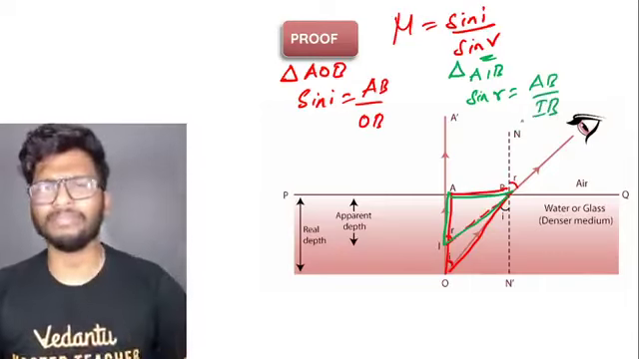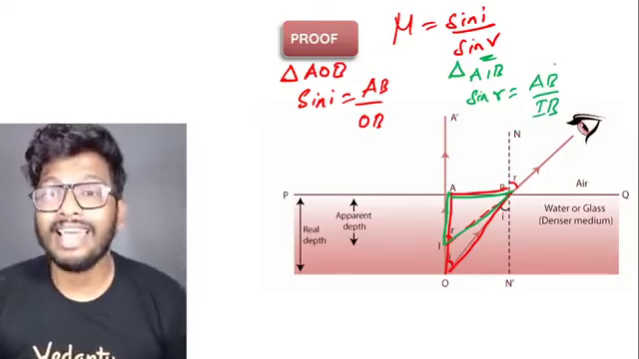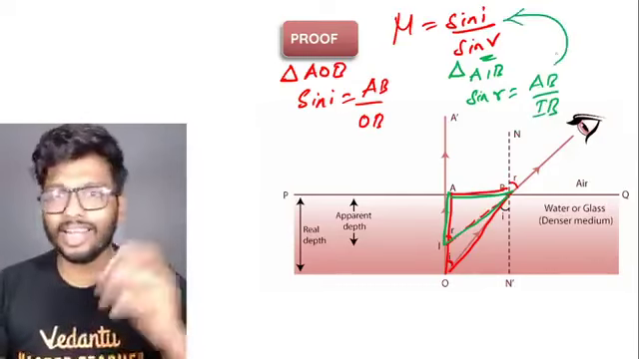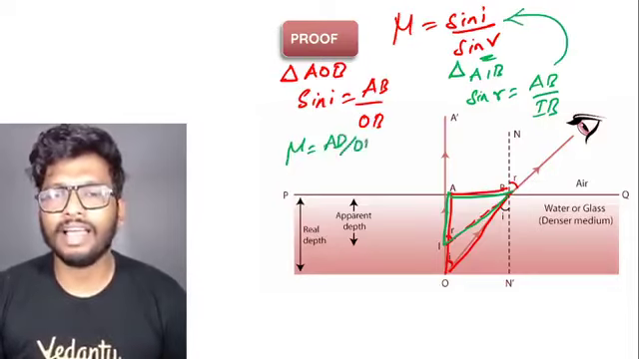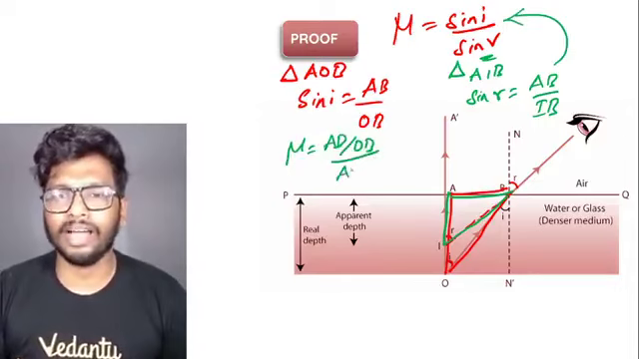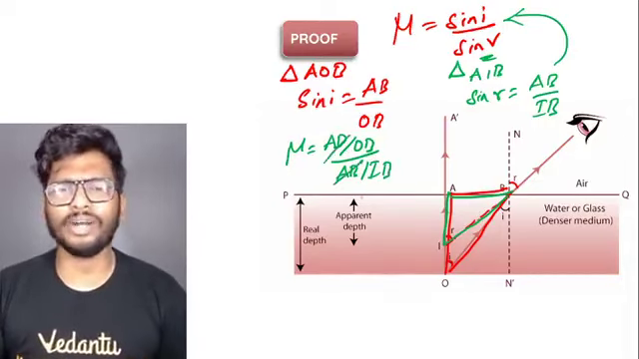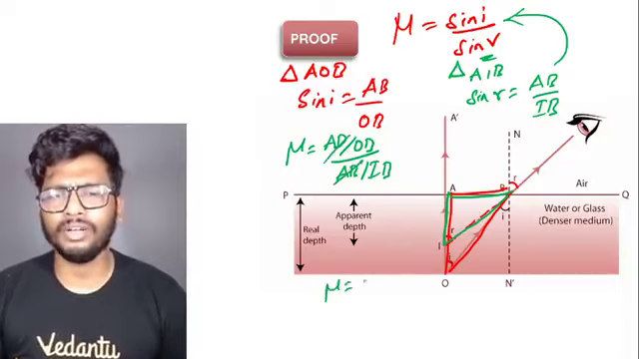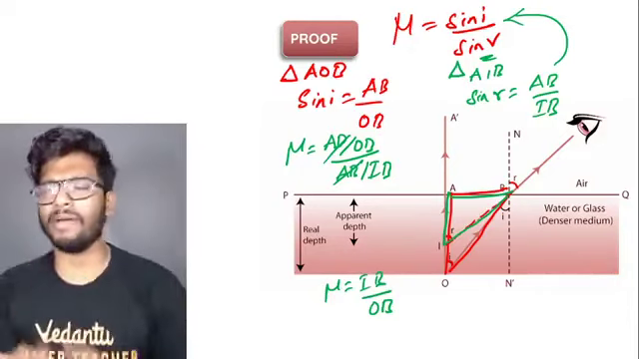Now what am I going to do? You know the next step. I'm going to substitute the values of sine I and sine R in this equation. So what will I get? Mu is equal to sine I, which is AB by OB, and sine R, which is AB by IB. Simple. AB gets cancelled. So what are you left with? Mu is equal to IB by OB. So I found out that the refractive index is IB by OB.